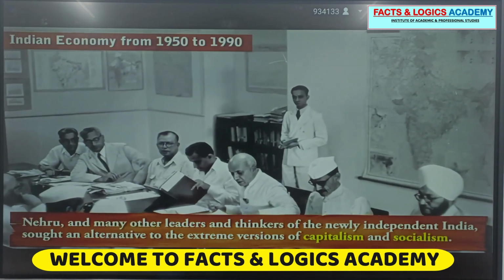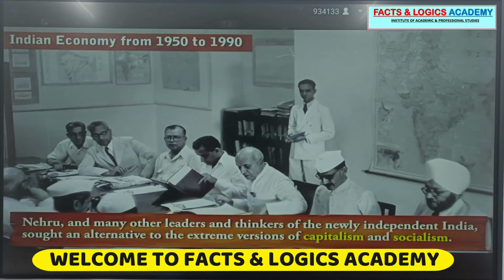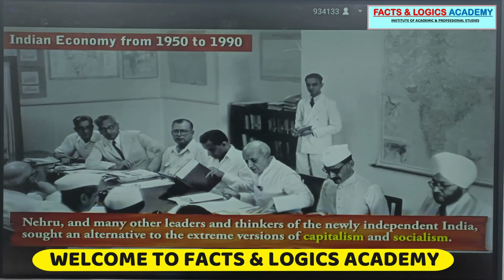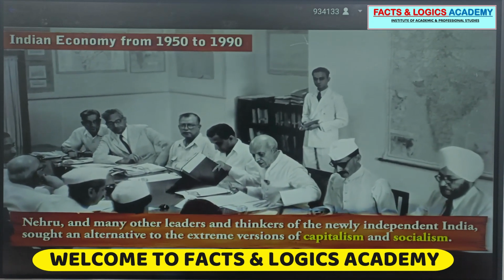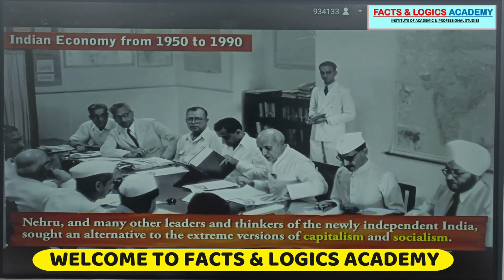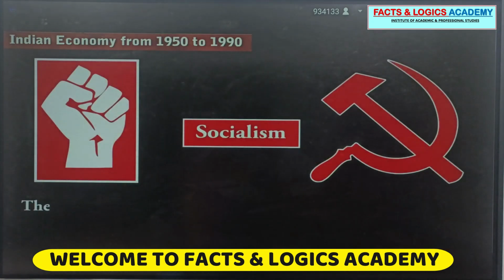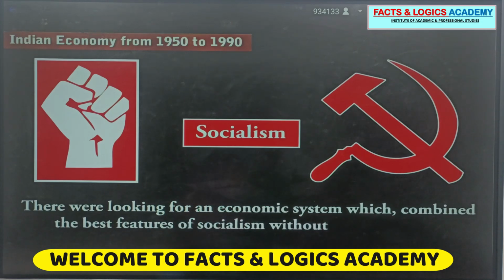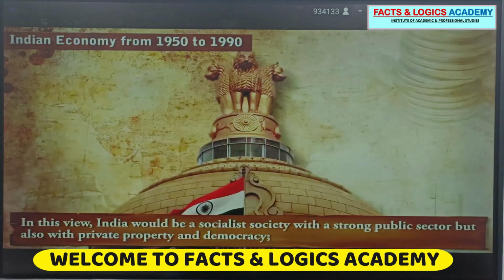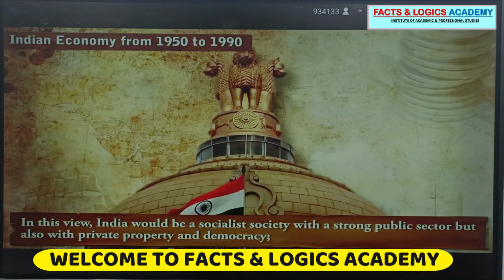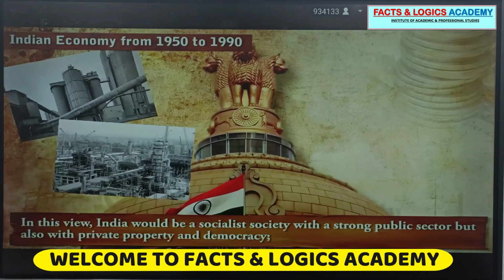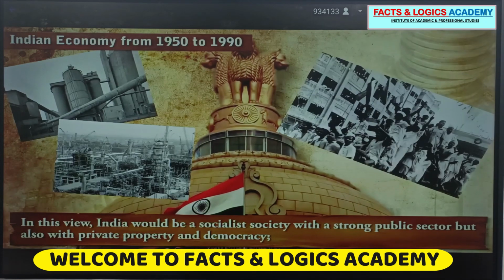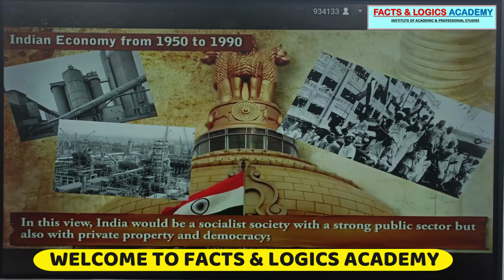Nehru and many other leaders and thinkers of the newly independent India sought an alternative to the extreme versions of capitalism and socialism. They were looking for an economic system which combined the best features of socialism without its drawbacks. In this view, India would be a socialist society with a strong public sector, but also with private property and democracy.